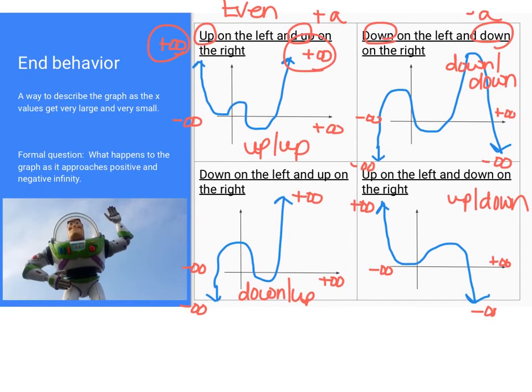Now these situations happen when we have odd functions. If we have a positive leading coefficient, the graph is down, up. If we have a negative coefficient, the function is up, down.